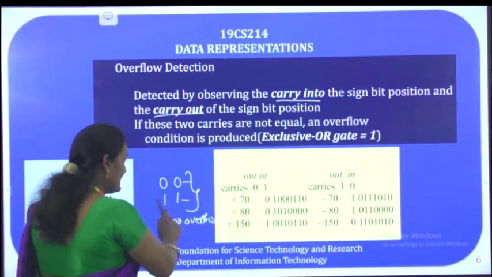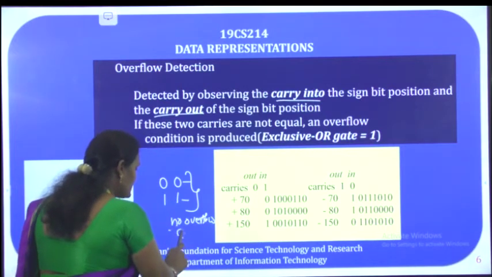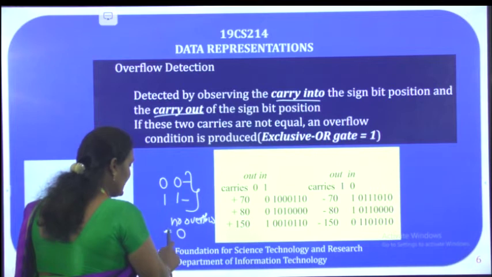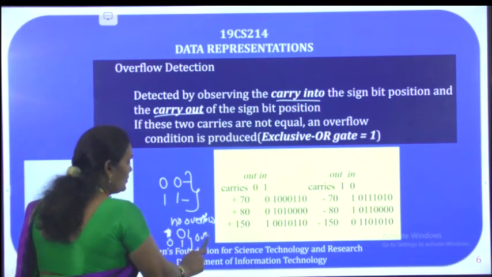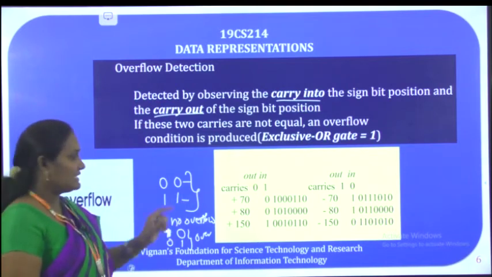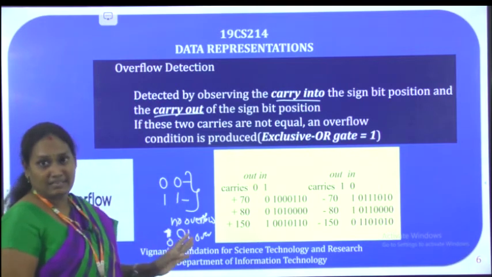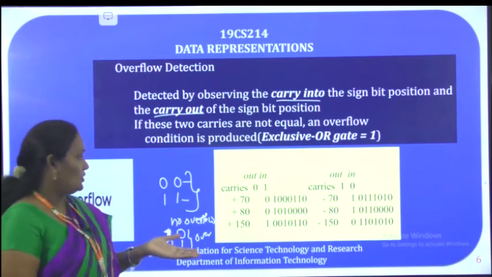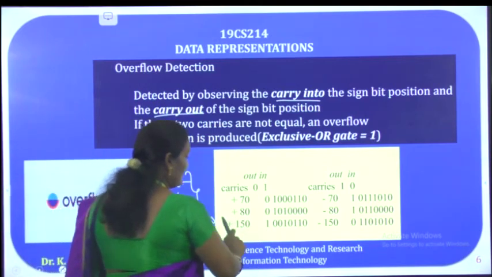So, if the carry into the sign bit position and the carry out of the sign bit position are 0, 1 or 1, 0, in this case overflow occurs. That is, if both the carries are different, in that case we will get overflow. Here I have given an example.